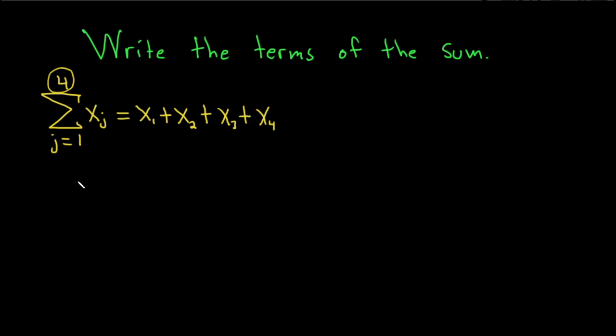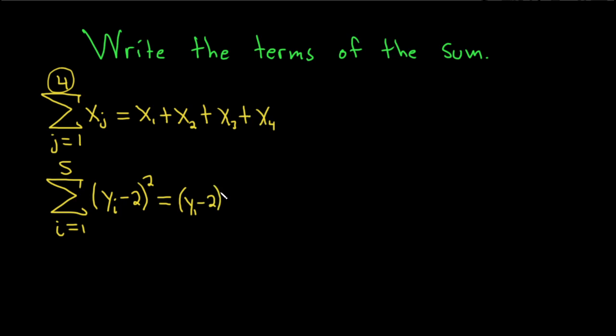Let's do another one. Let's say we take a sum. This time I'll use the letter i. We're going from 1 to, say, 5. And let's say we have (y sub i minus 2) squared. So in this case, we start by plugging in 1. So we get parentheses y1 minus 2, squared. And then this means we add, so plus.